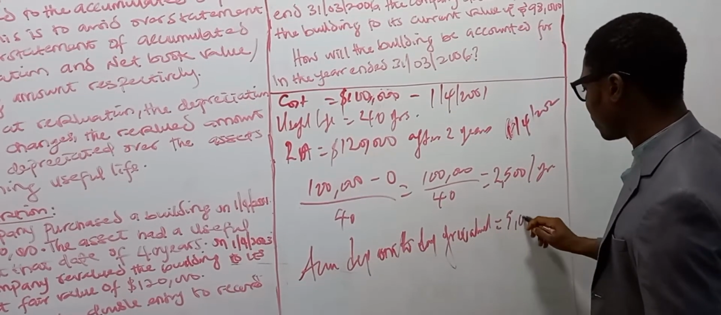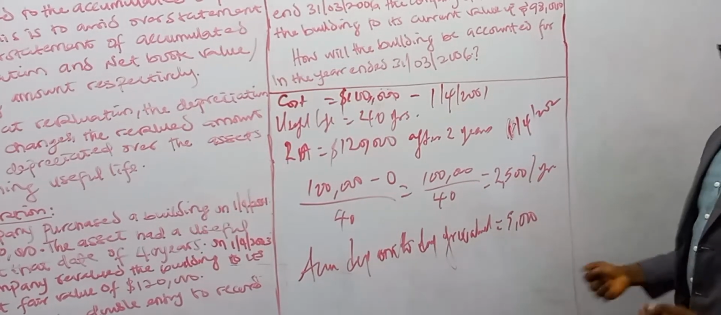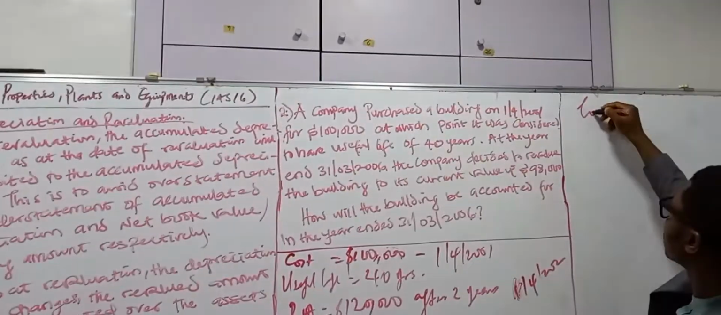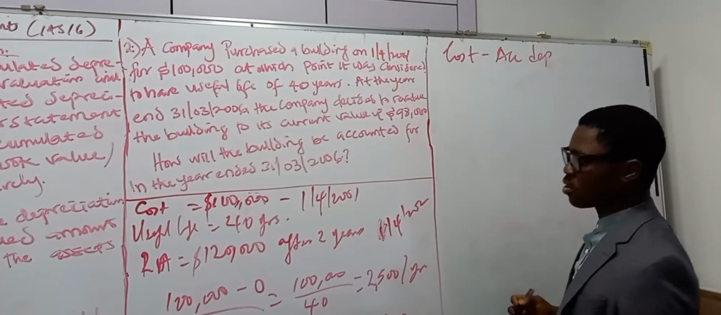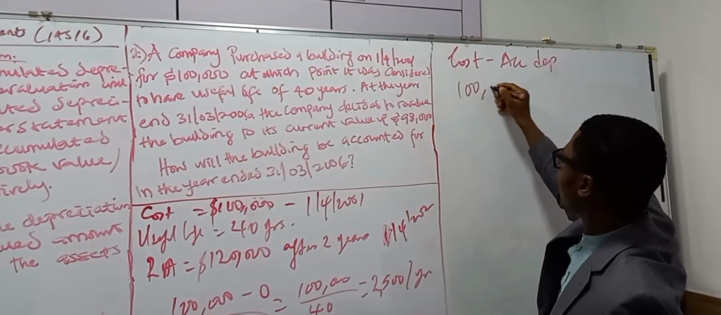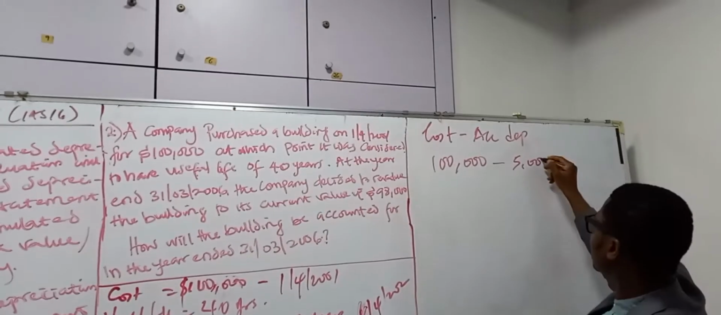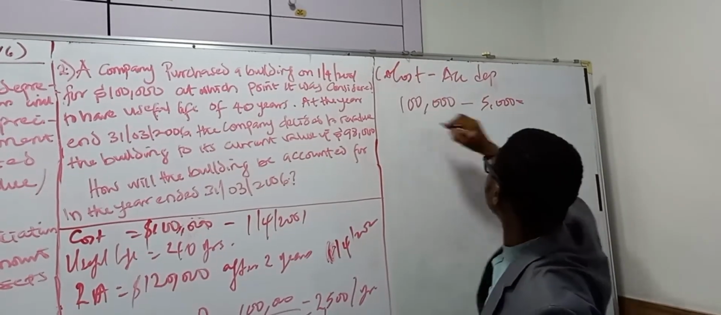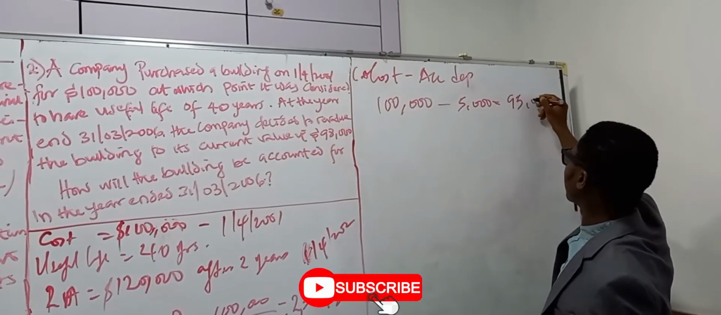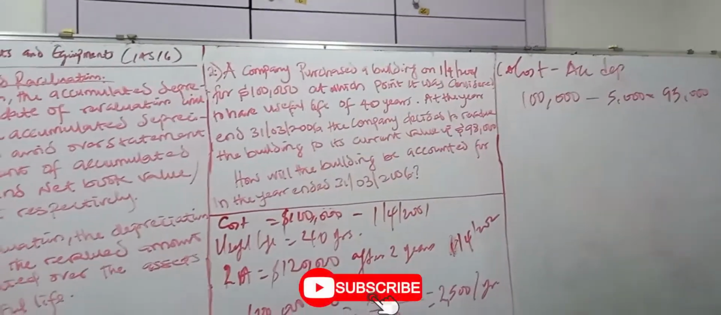is 5,000 naira. Now, what is the formula for carrying amount? The formula for carrying amount is cost minus accumulated depreciation. What is the cost? 100,000 naira. What is the accumulated depreciation? 5,000 naira. So our carrying amount is what? 95,000 naira.